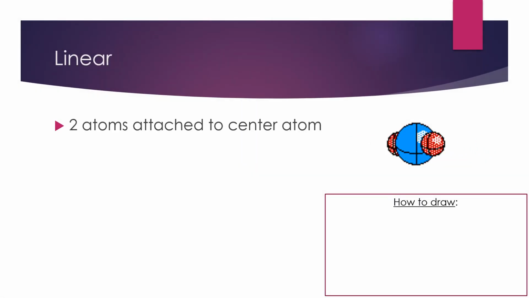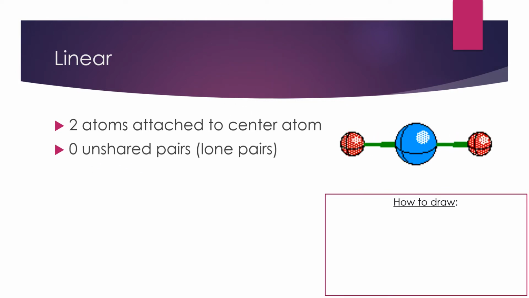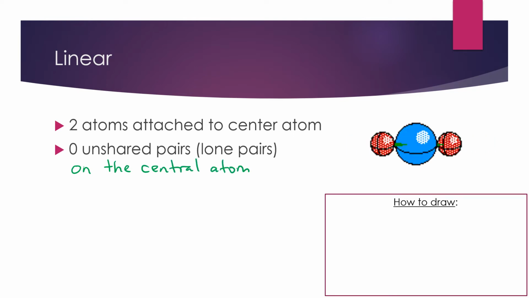Linear. So it's two atoms attached to a center atom, and it could also be just between two atoms. It has 0 unshared pairs or lone pairs on the central atom. Like I said in step 2, for the central atom, we need to determine the number of bonded and unshared pairs or lone pairs, and that actually determines the shape.